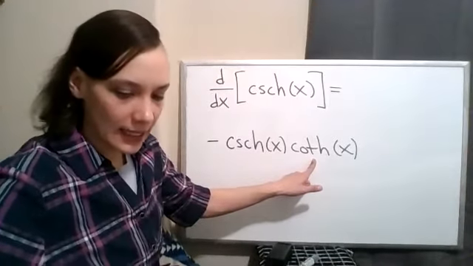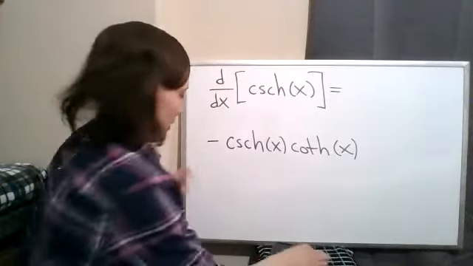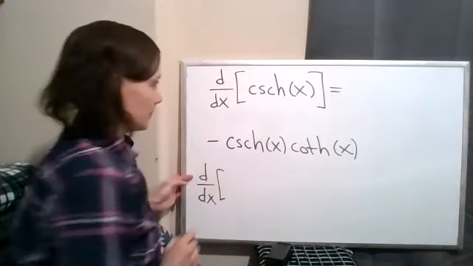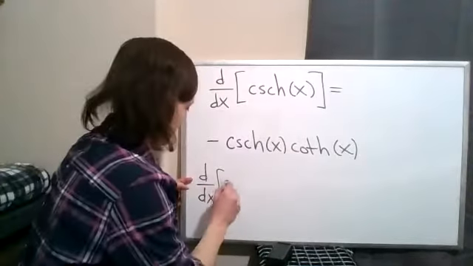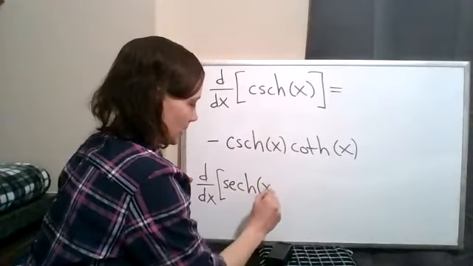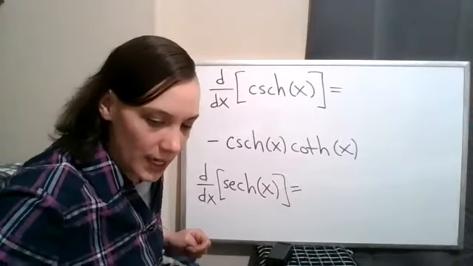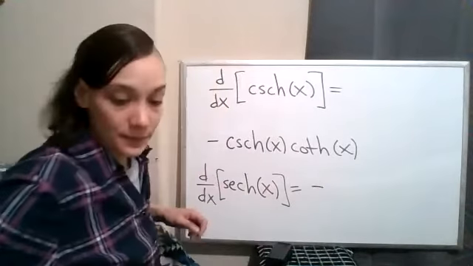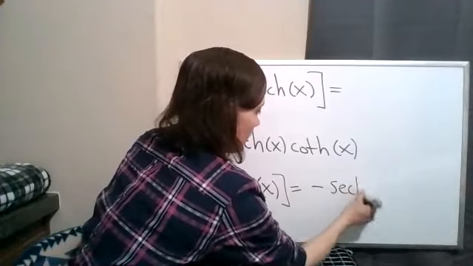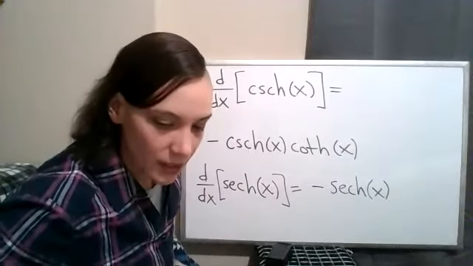Cool. All right, and oh, we have more. Okay. The derivative of hyperbolic secant of x. Okay. This is equal to negative hyperbolic secant, SECH of x, multiplied with tanh of x.